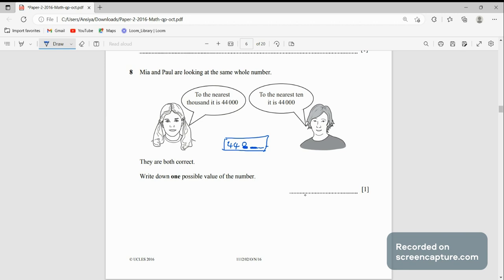Because then only we can round it and say 44,000 again. They both are correct. Write down one possible value for the number. So there are many possible options. You write any one possible option.